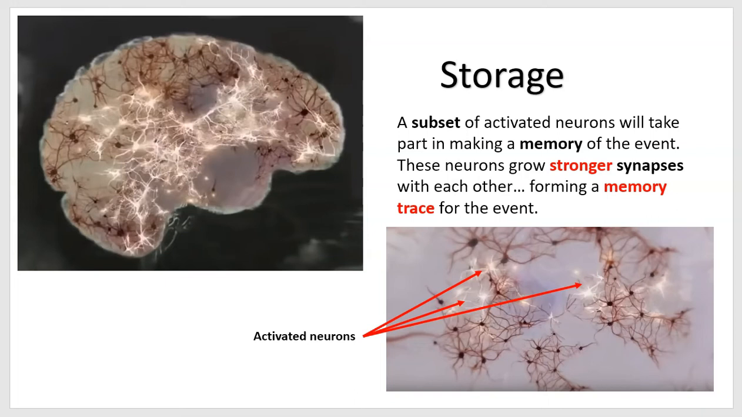And then we'll have the storage phase. A subset of activated neurons will take part in making a memory of the event. And what that involves is that these neurons grow stronger synapses with each other, forming a memory trace for the event. So there was a certain set of neurons that responded to the learning event, and then a subset of them are going to actually grow stronger connections with each other. And that would be the formation of a memory trace in that region of the brain.